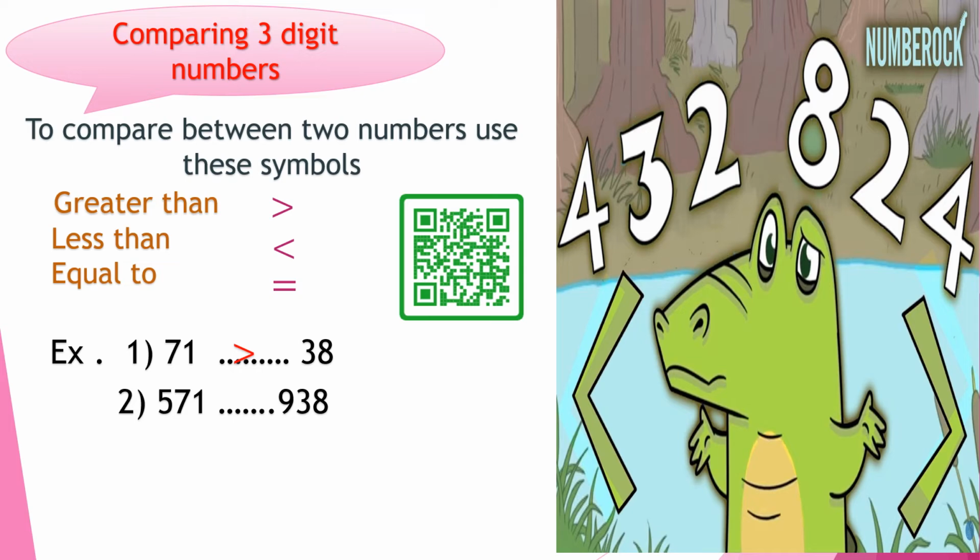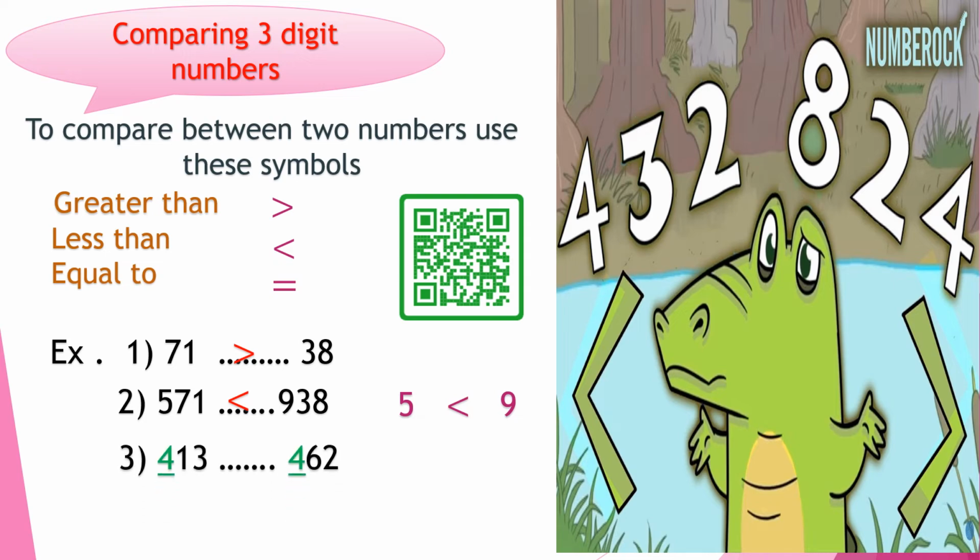Number 2, 571 and 938. Three digits and also three digits. Then look at the hundreds place. 5, 9. We know that 5 is less than 9. Then 571 is less than 938.